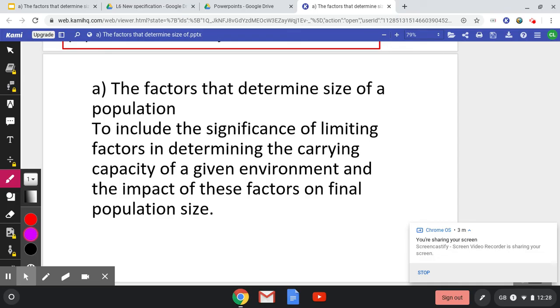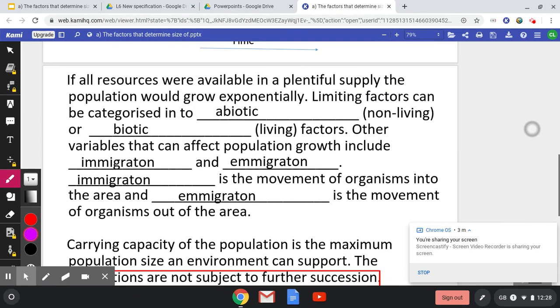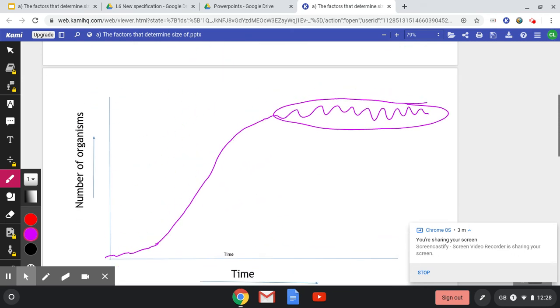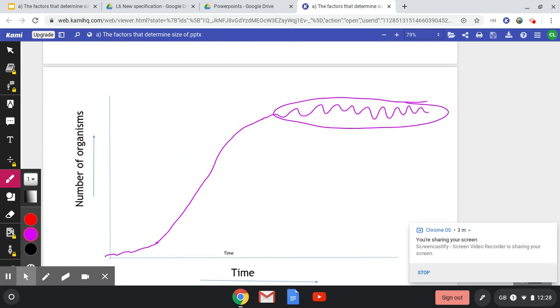This bit here is a little bit self-explanatory and a bit of general knowledge. If you apply these factors, abiotic and biotic factors, immigration and emigration, to this kind of graph, like what factors make it go up, what factors make it go down, that part is pretty general knowledge, and that'll come more once you answer more exam questions.